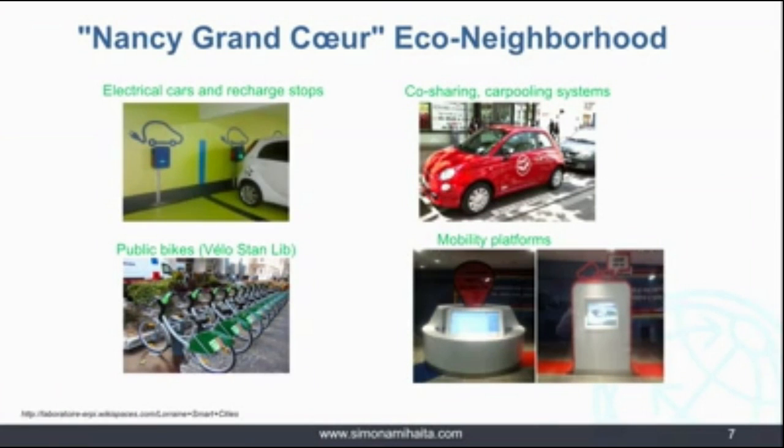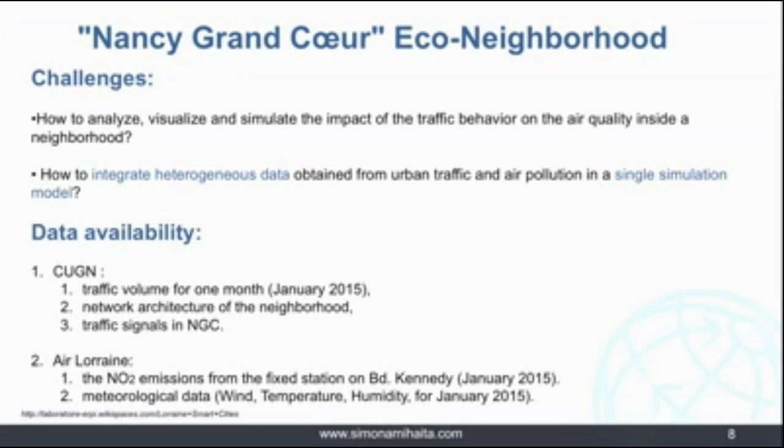These are just some examples that have already been implemented in the neighborhood. They already have electric cars, recharge stops, public bikes. They have the carpooling system. And lately, before I left France, they were using mobility platforms, which were meant to help citizens have real-time information about the public transport and so on. So this was already in place.